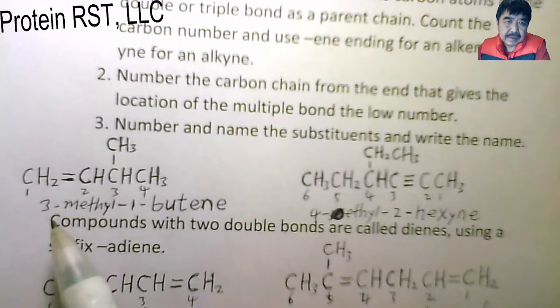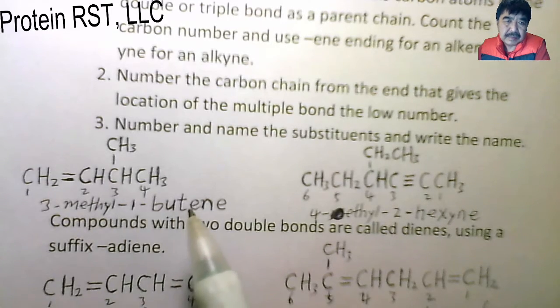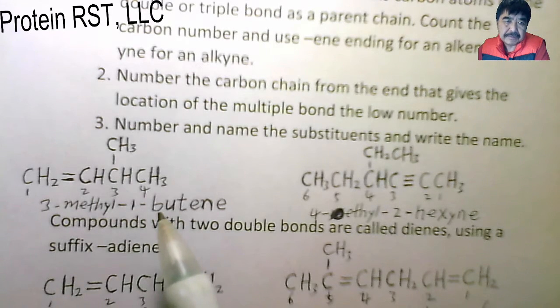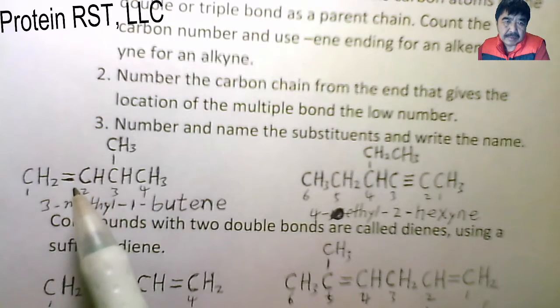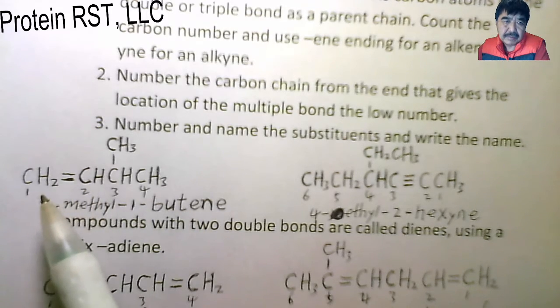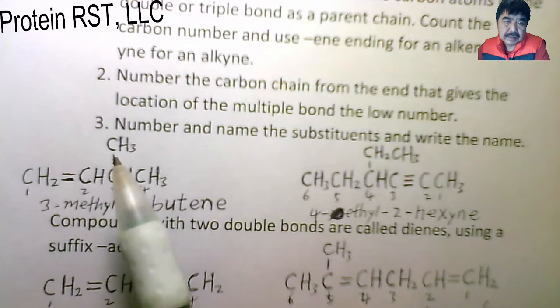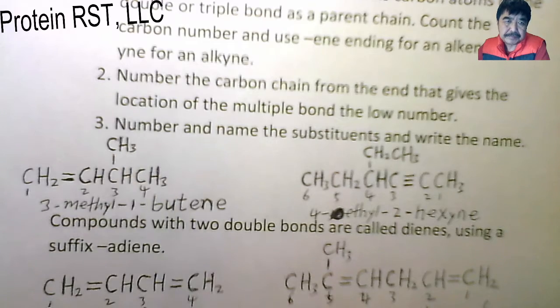This one is 3-methyl-1-butene. 1-butene means this is 4 carbons. The parent chain, the longest chain, is a 4 carbon chain and has a double bond between C1 and C2. At the C3 position, there is a methyl group.